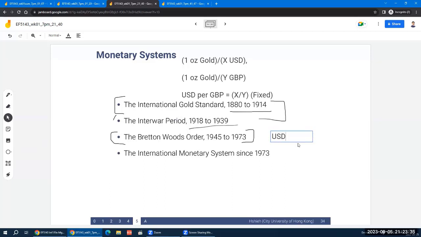So let me write here, USD pegged to gold. I use peg, meaning there's a fixed convertibility, okay? And all other currencies pegged to USD. That's the Bretton Woods system.